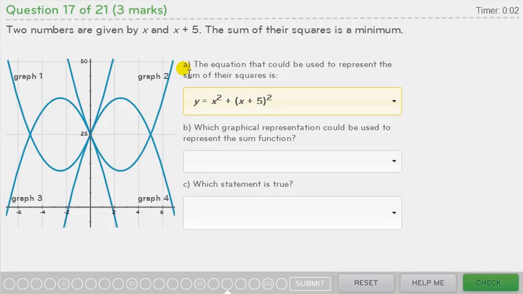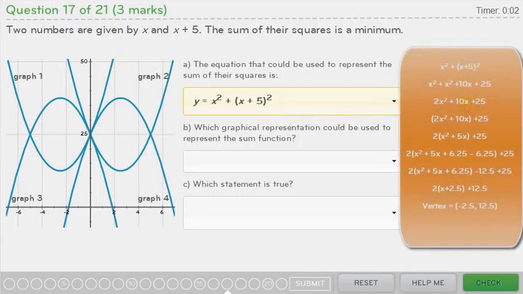The next thing that we know is that we're going to have to be able to find the vertex, to figure out which graph it is that we want to choose. So I'm going to complete the square. Over on the right hand side here, you can see that I've gone ahead and completed the square. In order to complete the square, I first had to multiply out my bracket by distributing everything in the two binomials. When I did that, I got 2x squared plus 10x plus 25. And then I went ahead and completed the square.